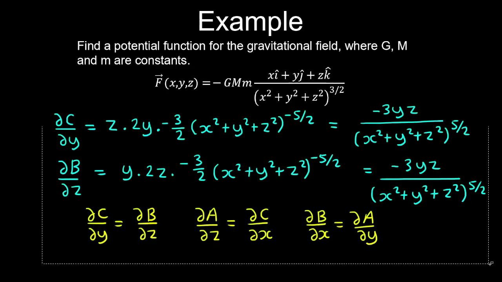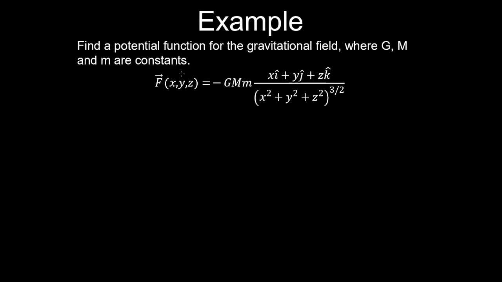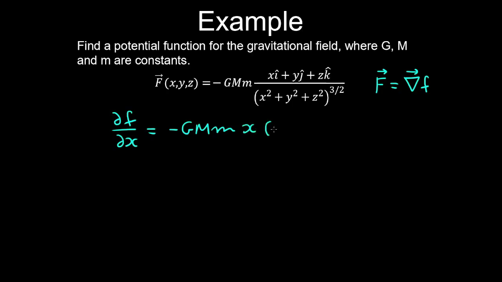Now let's make a bit of room. So given the gravitational field is conservative, the gravitational field is the gradient of a scalar function, being the potential function. So if we equate F with the gradient of f, we get the partial of f with respect to x is equal to minus GM times x over (x squared plus y squared plus z squared) to the 3 on 2.